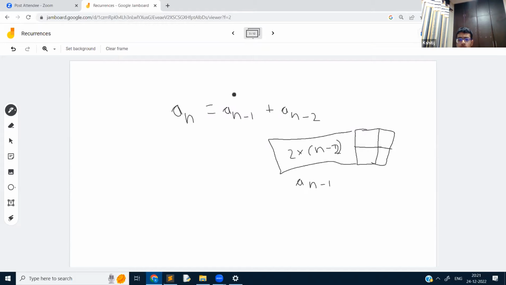In this way, we are able to express all the terms using the previous terms. For example, a1 equal to 1, we will write the base cases separately. a2 equal to 2. Now a3 equal to a1 plus a2 equal to 3. a4 equal to a2 plus a3 equal to 5. And so on, we can write the solutions.